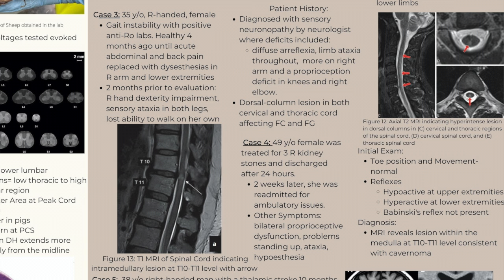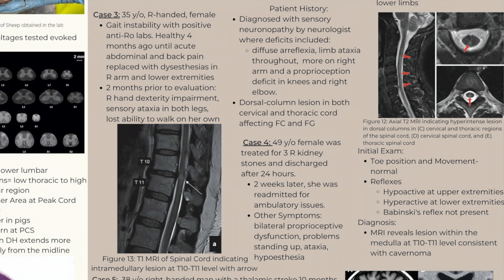Case 3 is a 35-year-old right-handed female who presents to the clinic with gait instability associated with positive anti-Ro labs, which are antibodies present with certain autoimmune disorders like lupus or rheumatoid arthritis. This patient was healthy up until 4 months prior, when she developed acute abdominal and back pain over the span of 4 weeks that has since resolved and been replaced with dysesthesia in the right arm and both lower extremities.